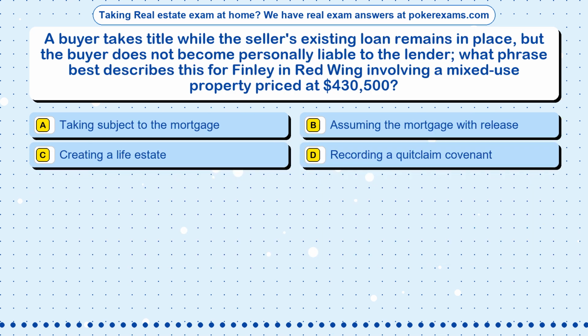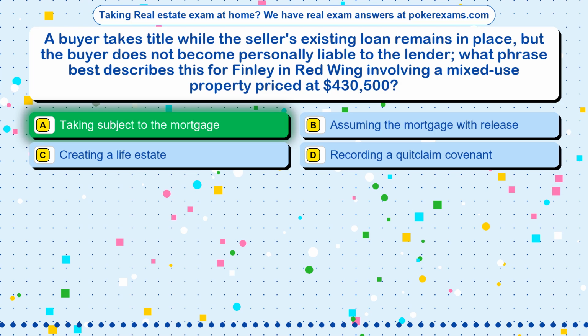Question 61. A buyer takes title while the seller's existing loan remains in place, but the buyer does not become personally liable to the lender. What phrase best describes this for Finley and Red Wing involving a mixed-use property priced at $430,500? Option A. Taking subject to the mortgage. Option B. Assuming the mortgage with release. Option C. Creating a life estate. Option D. Recording a quitclaim covenant.